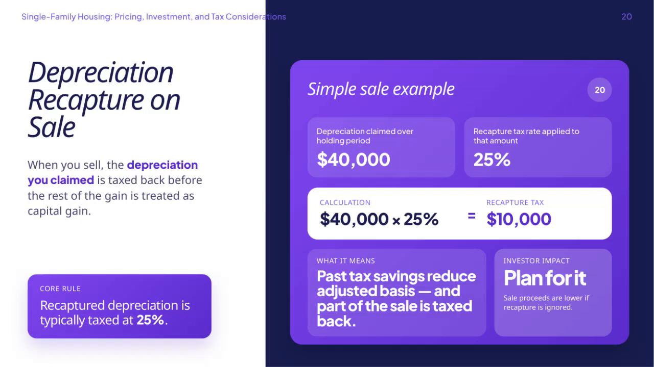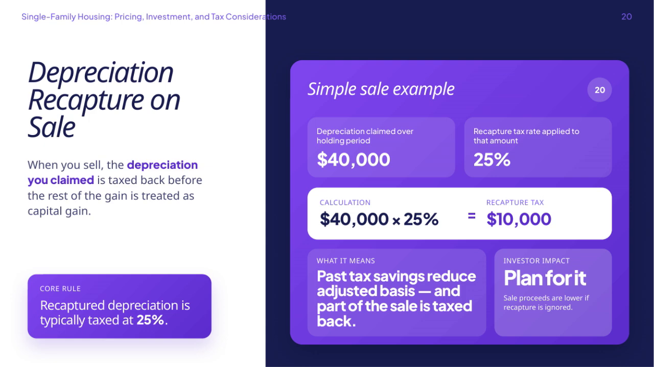When you sell a property, any depreciation you claim during ownership is subject to depreciation recapture. This means that the IRS taxes back the amount of depreciation you've taken before applying the capital gains tax to the rest of the sale profit. Typically, this recaptured depreciation is taxed at a rate of 25%. Let's look at a simple example to clarify this. Suppose you claim $40,000 in depreciation. At a 25% recapture rate, the recapture tax would be $10,000.